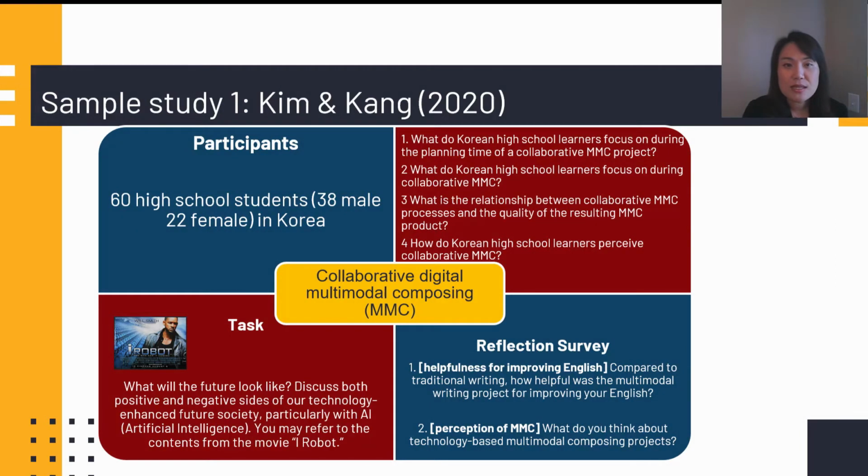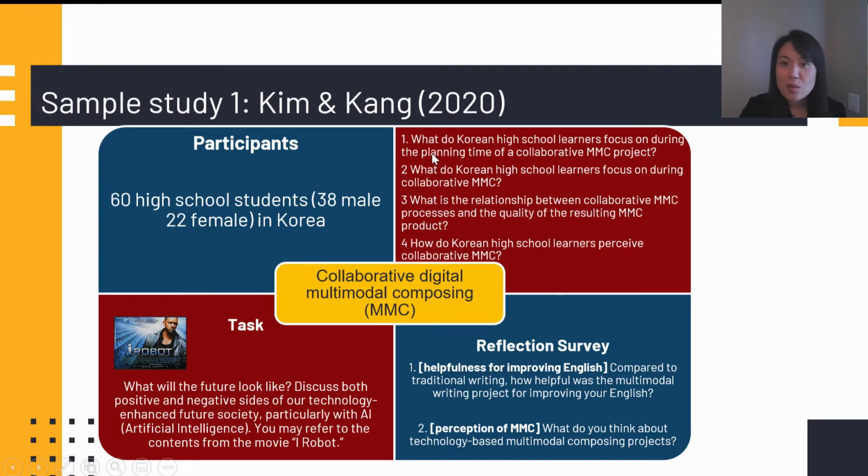So the first sample study that I want to review is Kim and Kang, which was just published in Computers and Composition. In this study, we were interested in the collaborative digital multimodal composing, MMC, task. We had 60 high school students, and basically what we were interested in is: number 1, what do high school students focus on during planning time? Number 2, what do they focus on during task performance? Number 3, what is the relationship between their interaction and the quality of the resulting MMC product? And number 4, how about their perception?